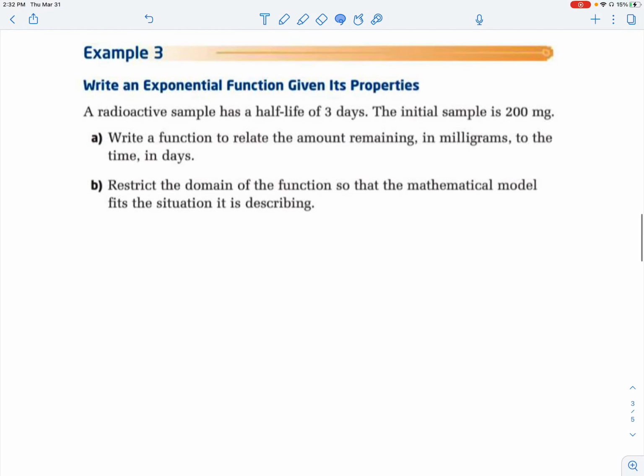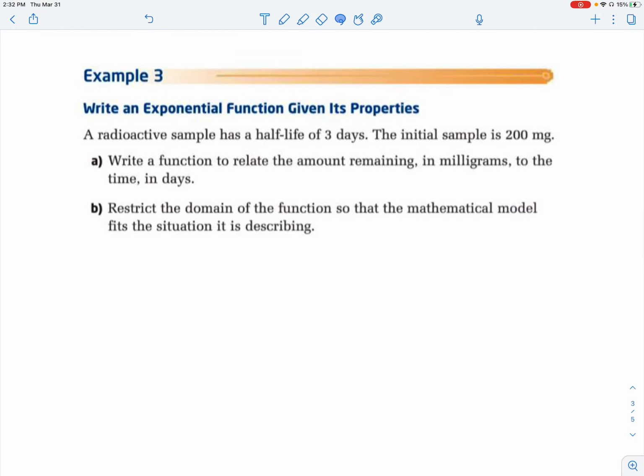Hi, welcome to our third example for 3.4 properties of exponential functions. In this example, we're going to look at a half-life application question. So what we want to do is take this information that we're given, interpret it, and then use it to generate an equation.